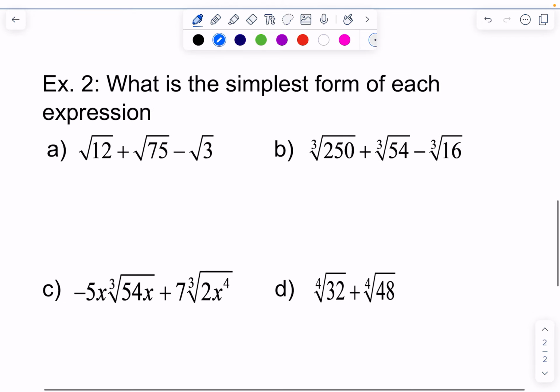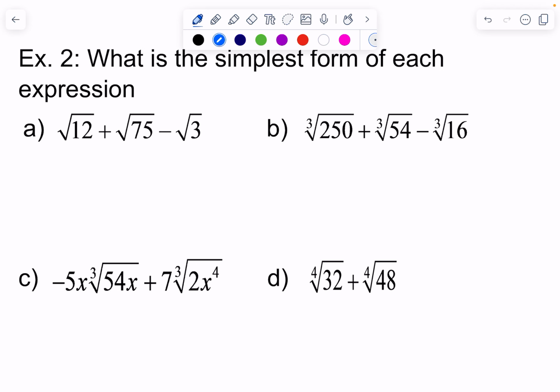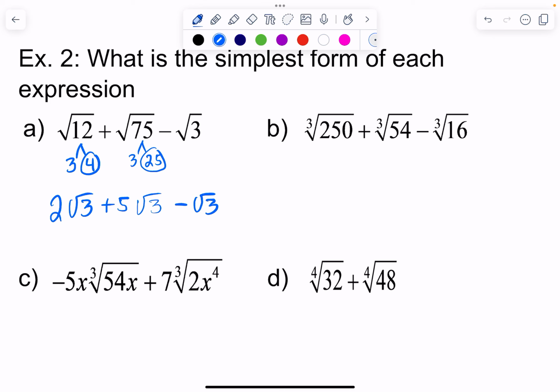Now, sometimes they're not always going to be in simplest form. So before you can just say, yes, they're like radicals or not, you have to simplify them. So for A here, none of these are like radicals yet. But I know that 12 breaks down into 3 times 4. The square root of 4 is 2. So I got 2 square root of 3. 75, I know that's 3 times 25. 25, the square root of 25 is 5. So that's 5 square roots of 3 minus the square root of 3. Now I have like radicals. So 2 square roots of 3 plus 5 square roots of 3 minus 1 square root of 3 will render 6 square roots of 3.